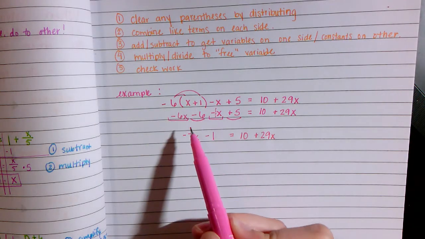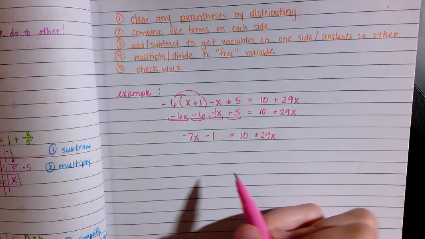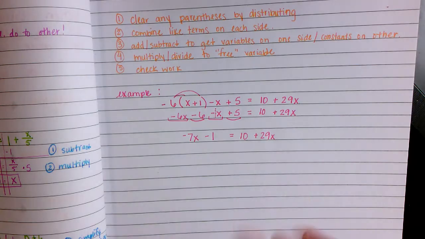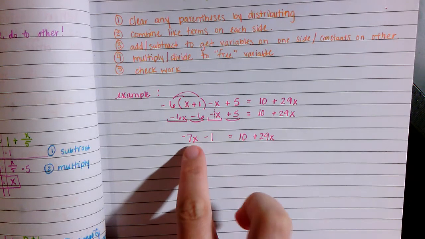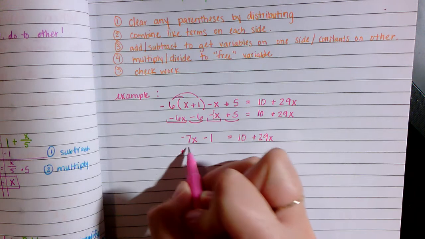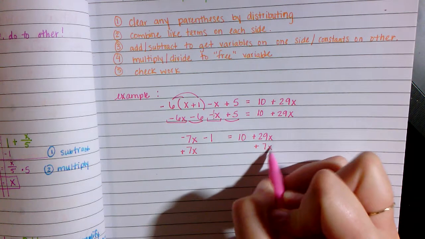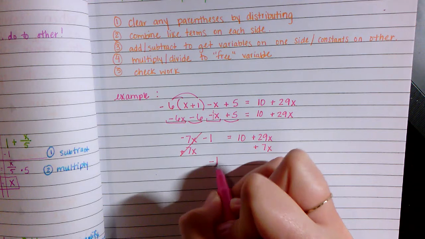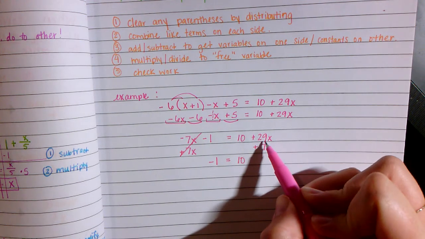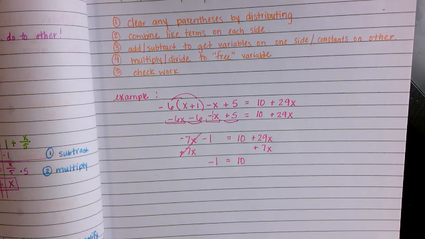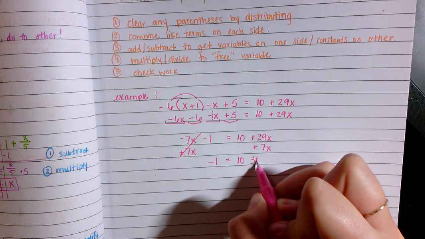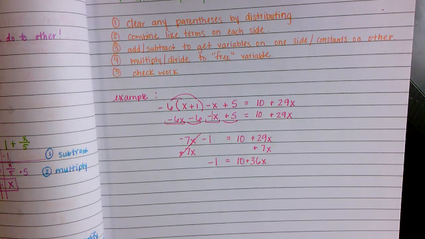So at this rate, we've cleared out our parentheses, we've combined like terms. So it says to add or subtract first so that my letters are together and my numbers are together. Well, right now I have an x on this side and I also have an x on this side. So I need to move them. So I'm going to move this over here. I'm going to add 7x. So that's gone. So now I'm just left with -1 equals 10, and I can combine these because they're like terms. Both of these have a number and an x with no exponent or no power, so they're both the same thing. So 29 plus 7 is 36, positive 36x.